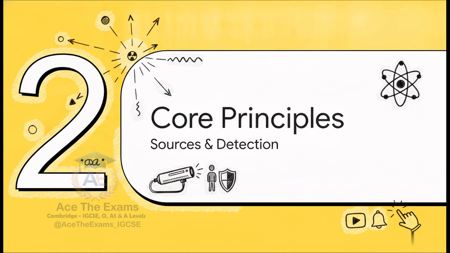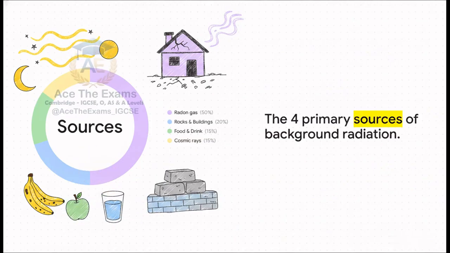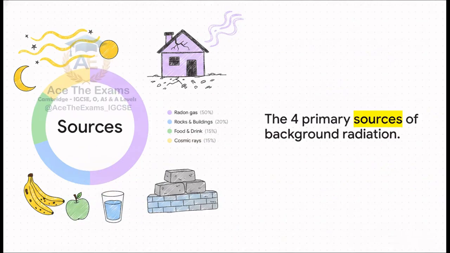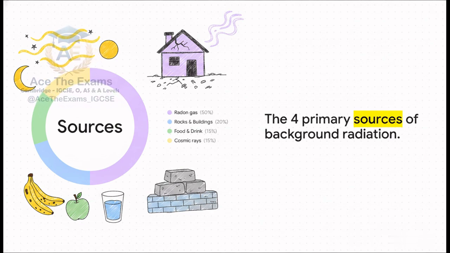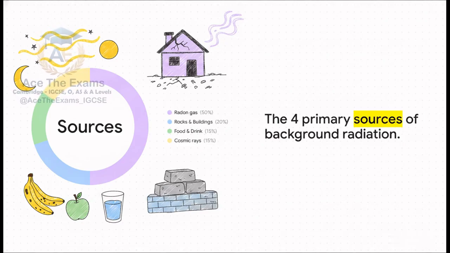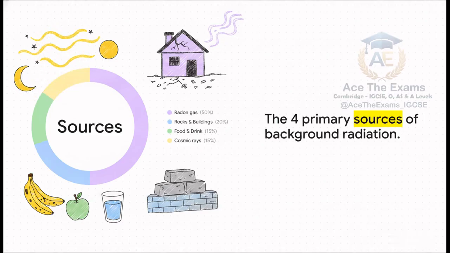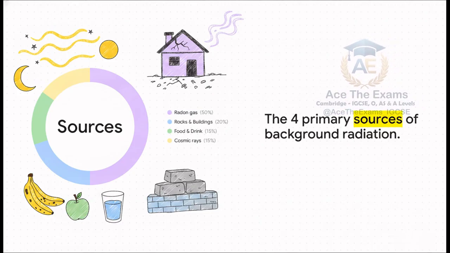Section 2. Core radiation principles. Before we can build complex analytical arguments, we need to completely secure our theoretical building blocks. There are 4 primary sources of background radiation you must be able to cite instantly when asked. First up, we have radon gas. This is a heavy, radioactive gas that naturally seeps up from the ground, specifically from the radioactive decay of trace amounts of uranium found in rocks and soil. In many parts of the world, it is actually the largest single contributor to background radiation.